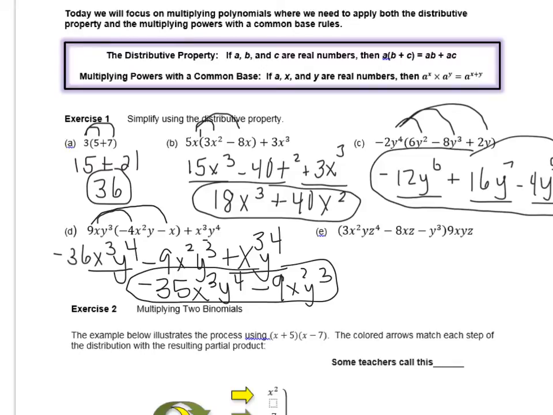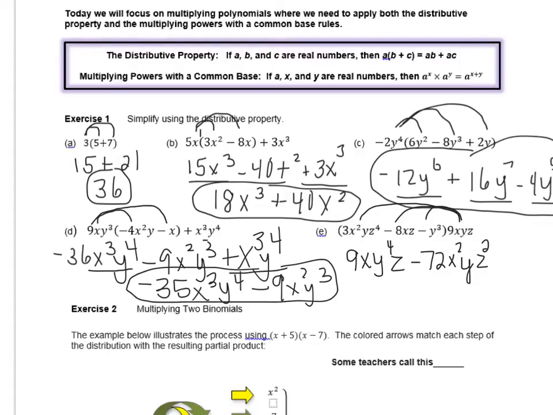The next one is kind of written backwards, but you're going to handle it the exact same way as if the 9xyz were in the front of the parentheses. First we're going to do 9xyz times y to the third, which gives you 9x y to the fourth z. 9xyz times negative 8 gives you negative 72x squared y z squared. And 9xyz times 3x squared yz to the fourth.